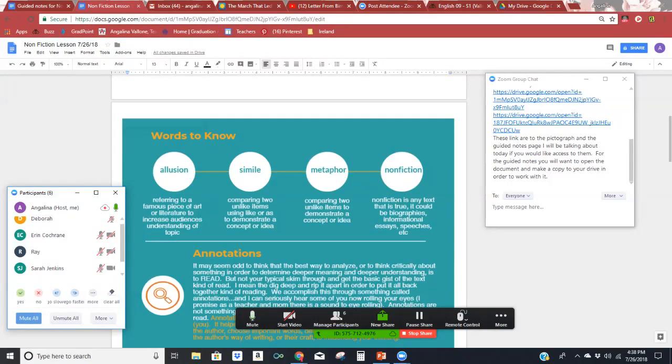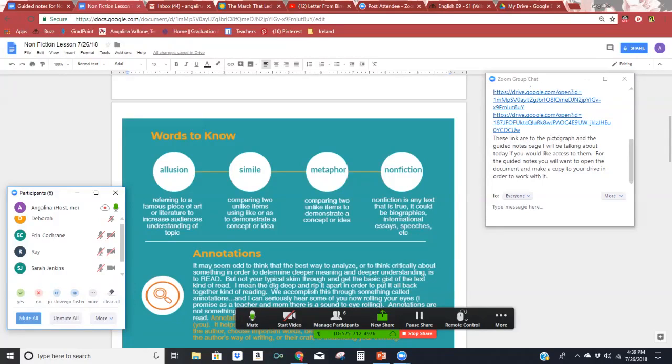So let's get started with words to know. An allusion is, in my opinion, one of the most important literary terms to know. It's alluding to, or it's when we refer to something else. If I make a comment about how Eve ate the apple in the Garden of Eden and how that creates sin, when I just make a comment about eating the apple in the Garden of Eden, we have all these other ideas attached to that story.